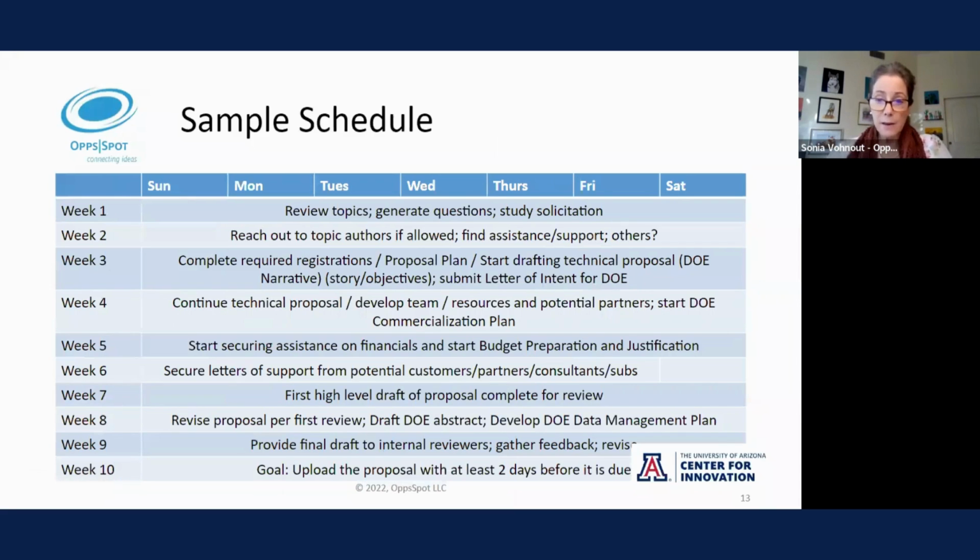And if we had 10 weeks, this is basically what I would recommend you do. Review the topics, which you should have done by now. Reach out to the topic authors. They've given you webinars. They've given a list of people who are responsible, or an email address, sometimes a phone. Make sure you've already done that, because we're pretty much into a month since the topics came out. So I would have expected that you've done all this.